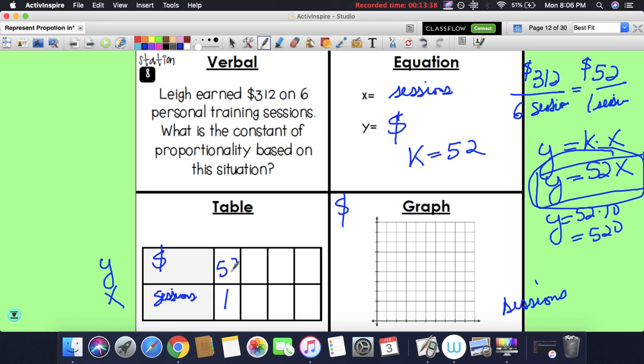1 training session is 52. 2 training sessions is 2 times 52, which is 104. 3 training sessions is going to be 3 times 52, which is 156. And 4 training sessions is going to be $208, right? So again, 2, 3, 4, 5. We're going to go by 2 boxes represent 52. Another 2 boxes is 104. Another 2 boxes 156. Another 2 boxes is 208. I'm going to go one more, and that's 260.